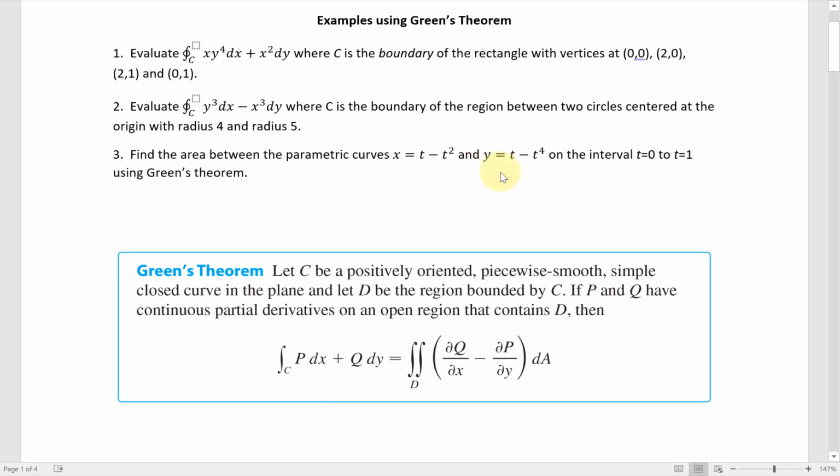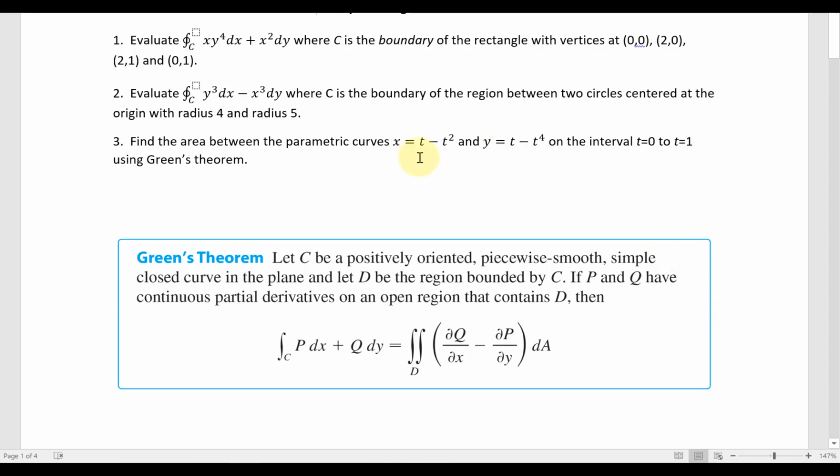Let's take a look at this graph of these parametric curves. It's kind of hard to tell from just what's given what exactly it looks like. I do know that if you plug in 0, you get 0, and if you plug in 1, you also get 0. So both of them begin and end at the origin, but that doesn't mean it's a simple closed curve.